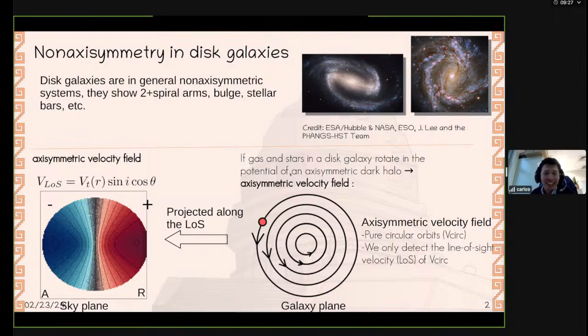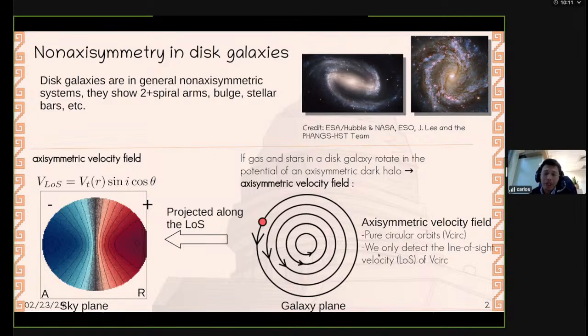And if the gas and the particles within a galaxy rotate in the potential of an axisymmetric dark halo, then it is expected that the particles, or the bulk velocity of these particles, follow circular orbits. For instance, in this plot, I show what we would observe in the galaxy plane. Basically, all particles, or the bulk velocity of the particles, follow circular rotation around the kinematic center, right?